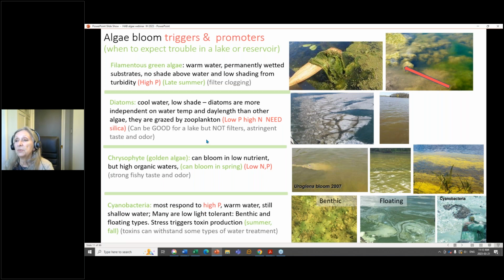These ones can be grazed by zooplankton, and that's very important for fish food. And they're again triggered by high nitrogen, but not necessarily phosphorus. And they absolutely have a requirement for silica because that's what they use to make the glass shells. They can be good for a lake because they consume nutrients and drop them to the bottom, but they're not good for filters, that's for sure.